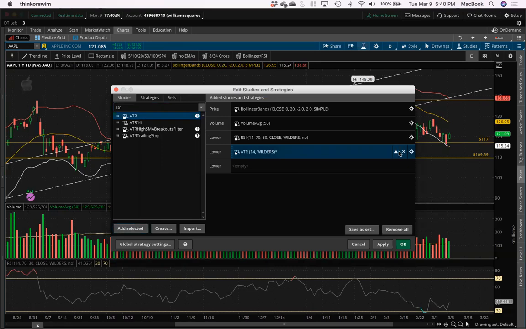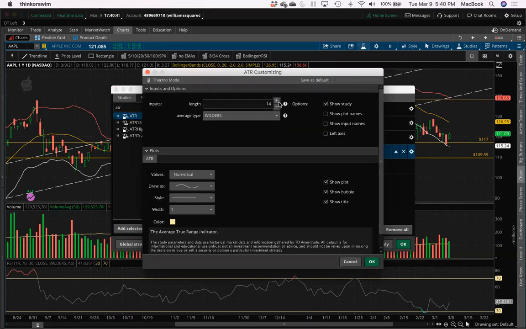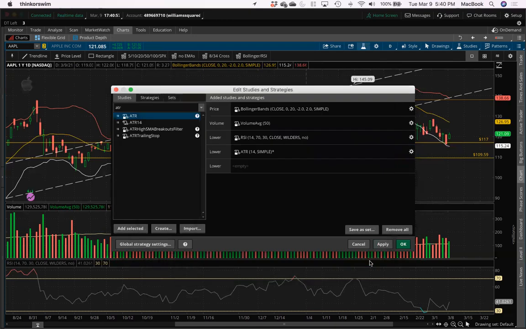And it's based on 14 days, or that's almost about 3 trading weeks. So if we look at the length, let's see here. The simple average true range, we can base it off of 14 trading days. I believe when you throw it on here, it's going to be on the lower chart.